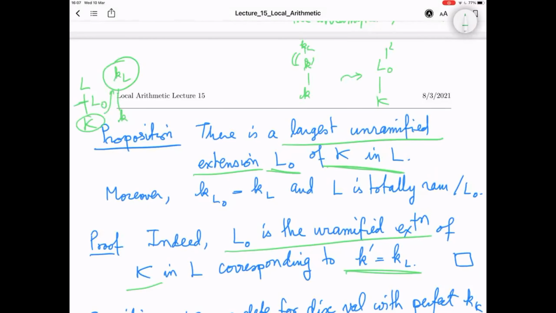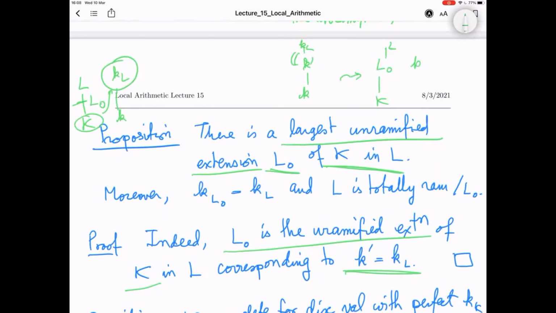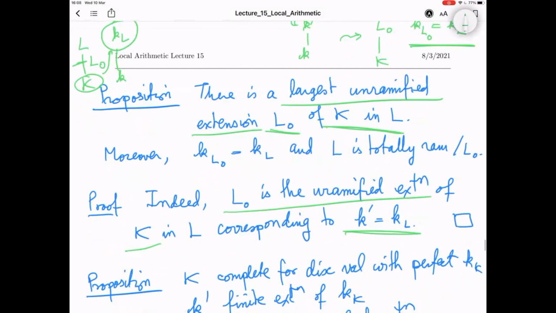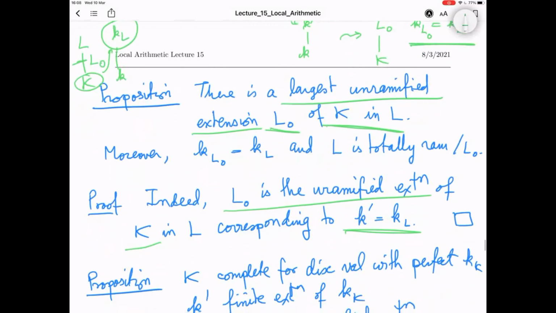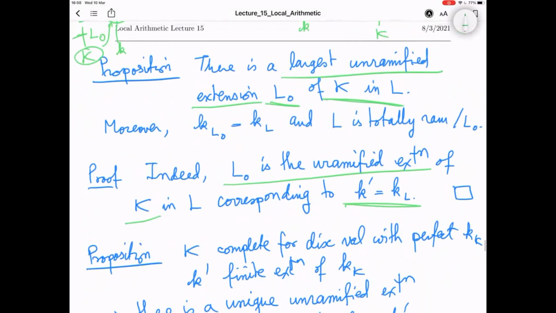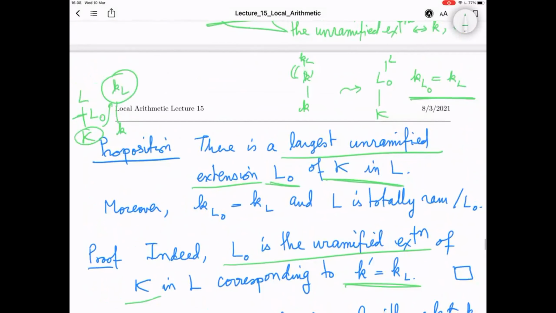and I get an unramified extension L naught of K contained in L. So the residue field of this L naught, K L naught, is equal to K L. And obviously this is the largest possible thing, because everything else will be contained in KL, the residue field will be contained in KL, and therefore that unramified extension will be contained in L naught. Okay.